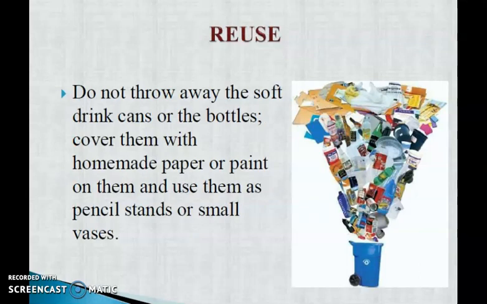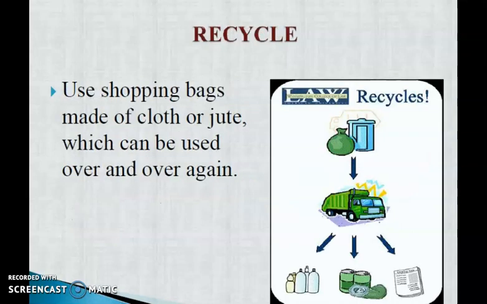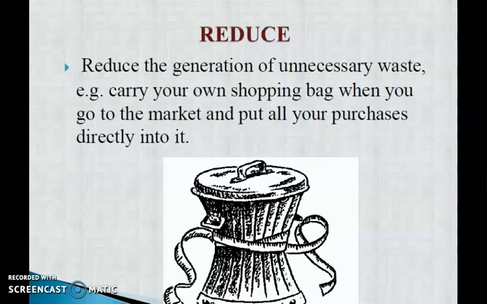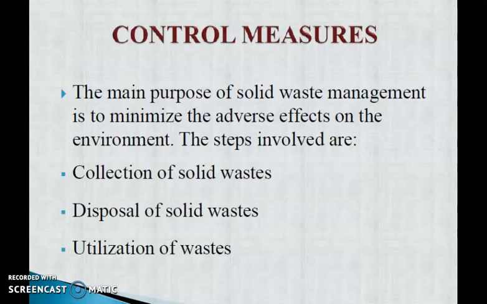Reuse. Do not throw away the soft drink cans or the bottles. Cover them with homemade paper or paint on them and use them as pencil stands or small vases. And recycle. Use shopping bags made of cloth or jute which can be used over and over again. And the last one is reduce. Reduce the generation of unnecessary waste. For example, carry your own shopping bag when you go to the market and put all your purchases directly into it.